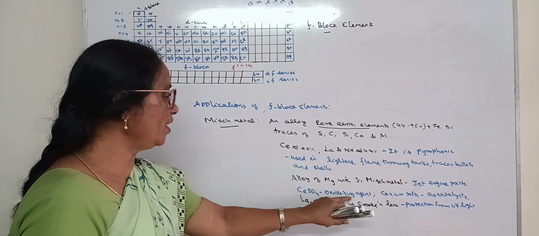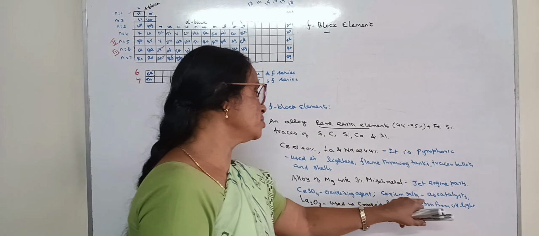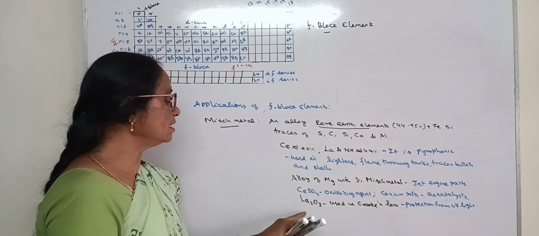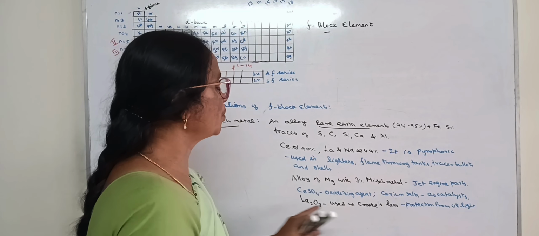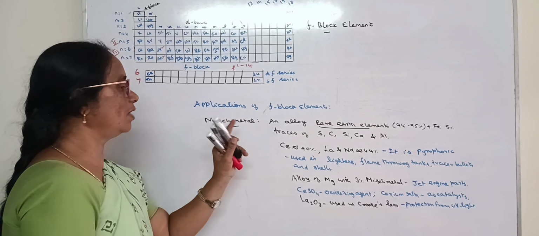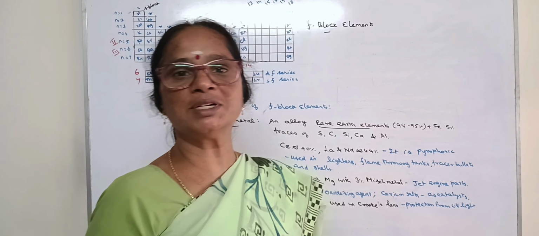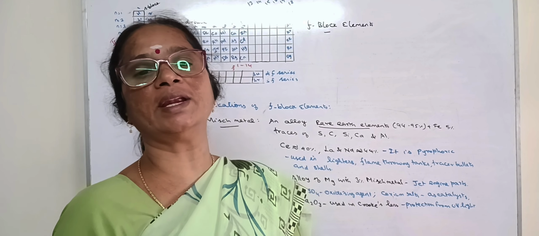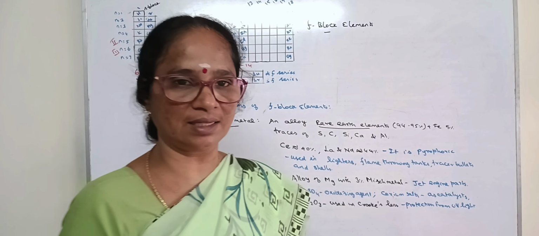Then ceric sulfate is used as an oxidizing agent in volumetric analysis. Cerium salts are also used as catalysts in some reactions. And lanthanum trioxide is used in Crookes lens. It can protect from UV light. So these are some of the applications of lanthanides. When we talk about actinides, most of the elements are radioactive. So thorium, plutonium and uranium are all used as fuels in nuclear reactors.